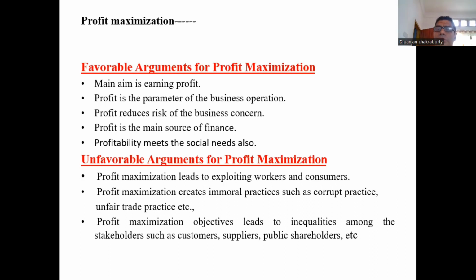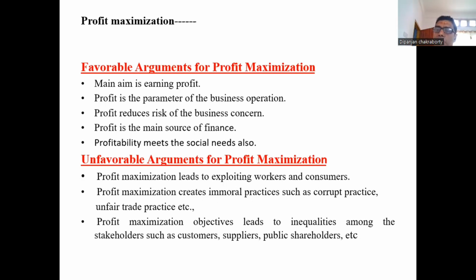Because every organization is earning for profits. Profit is the parameter of the business operations. Profit reduces risk of the business concern. Profit is the main source of finance. Profitability meets the social needs also. So these are the favorable arguments for profit maximization.